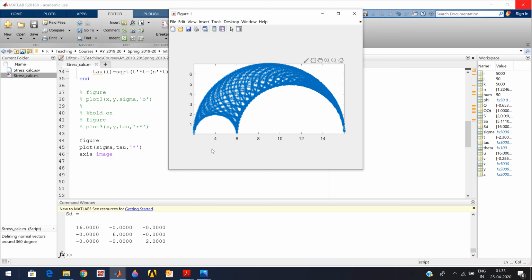The mathematical proof of this is in the next discussion, so let us stop here for the time being, and in the next lecture I'll show you how we can prove this mathematically. We have seen it from the MATLAB calculation, but some mathematics will also prove that sigma and tau will be like this. All right, so I'm stopping here.